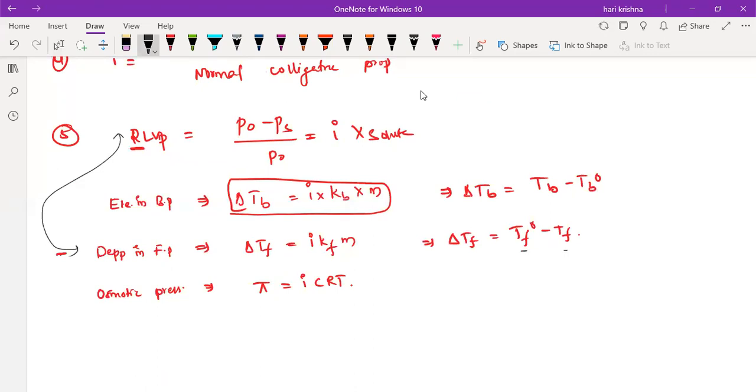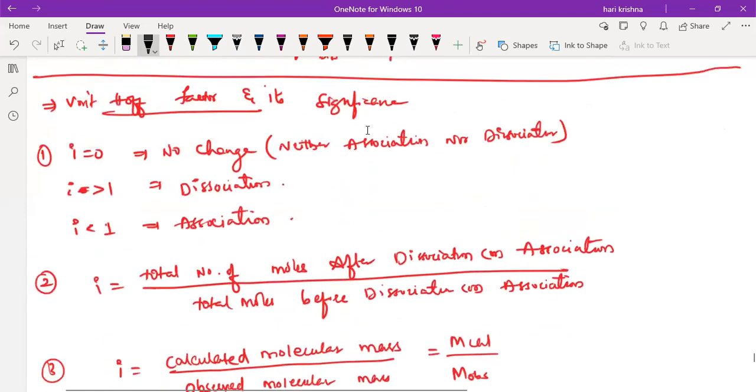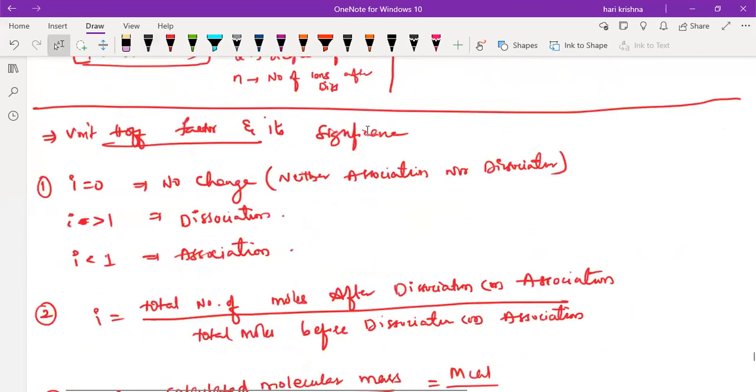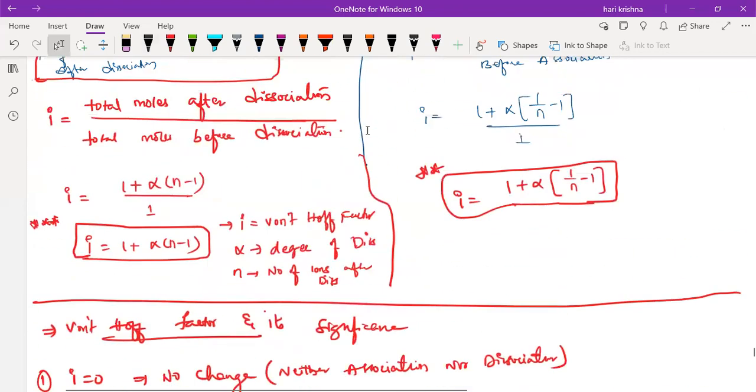First tell me what is this Tf naught, P naught and all. Wherever you see a naught, that is a pure component. Whenever there is a naught, there is a pure solvent component, and without any naught, there is a solution. So these are the formulas with RLVP and the van't Hoff factor. Now we got clear, right? Idea of the abnormalities in the molecular mass and all. Or does anybody still have any doubts?